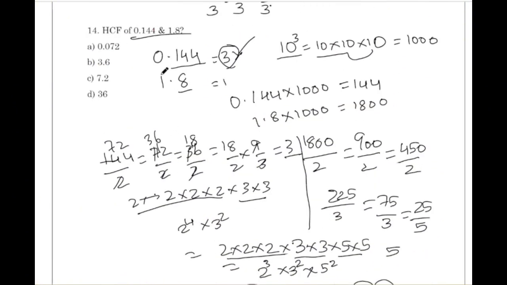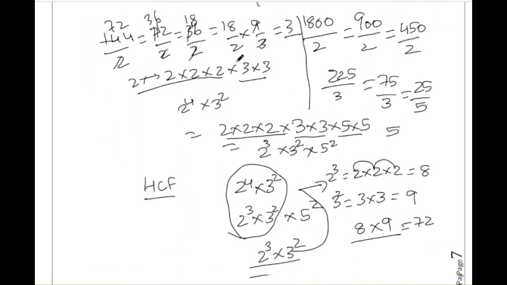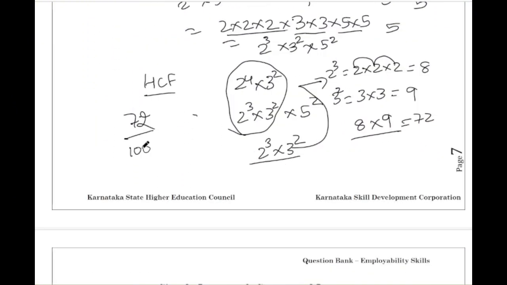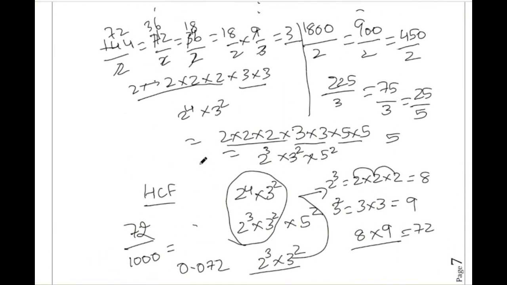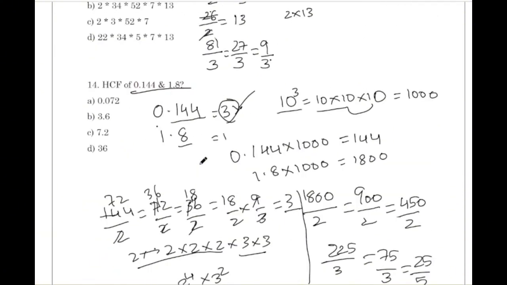Then don't forget that we haven't accounted for the decimal. Don't forget we had converted the decimals earlier, and hence we are supposed to divide it by 1000. So what's the answer? 0.072. Is that right? Yes, absolutely. And is that answer available? Yes, it's available. That is number 8. Okay.